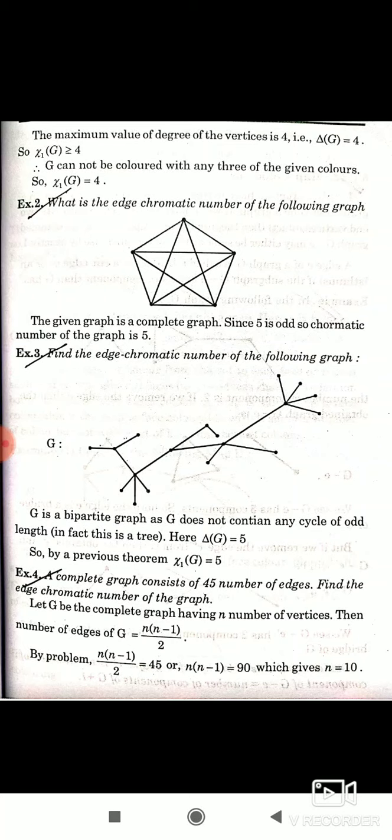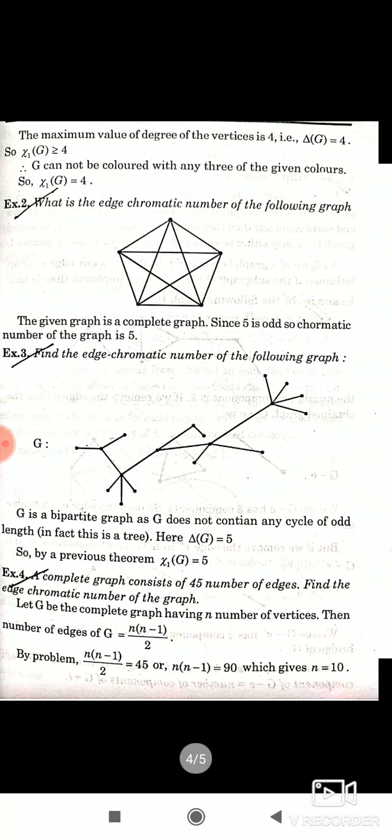A complete graph consists of 45 edges. Find the edge chromatic number of the graph. Let G be a complete graph having n vertices, then the number of edges of G equals n(n minus 1)/2. Therefore, we write n(n minus 1)/2 equals 45. So we calculate n equals 10.